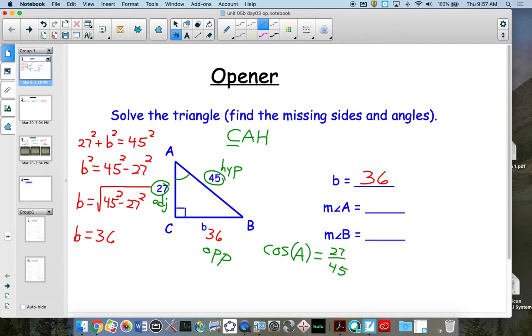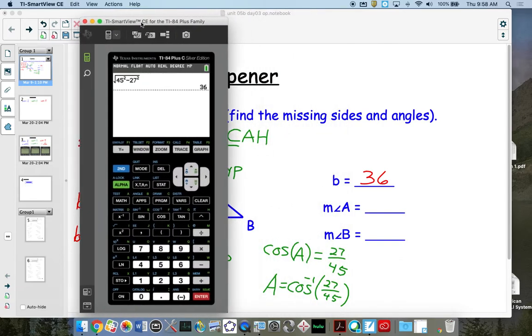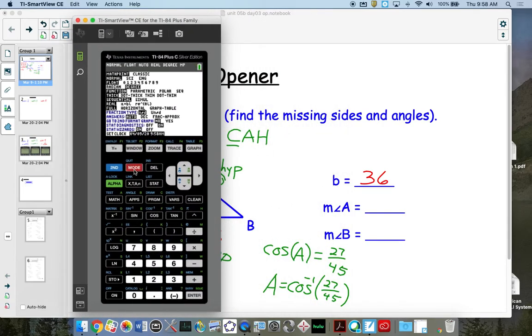Now we want to find angle A, so we have to undo the cosine. Can't divide by the cosine. So what we're going to do is the inverse cosine, I've showed you this before, of 27 over 45. And that's going to give me the angle A. So I want to make sure that I'm in degree mode, and I am. So I'm going to press second cosine 27 divided by 45. And this will tell me the angle whose cosine is 27 over 45. So 53.13 degrees.